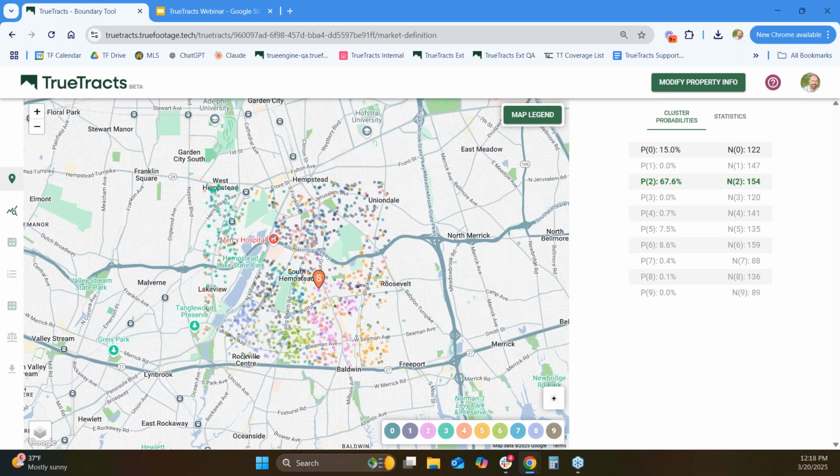And what it doesn't know, by the way, is school districts, zip codes, county lines, city limits, census tracts. It doesn't know any of that, and that's intentional.